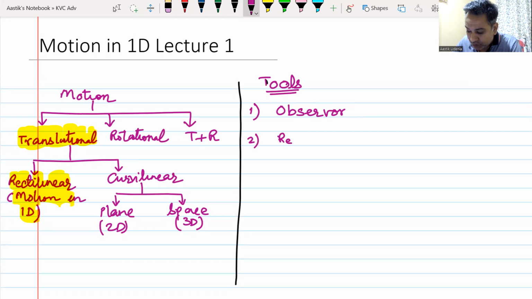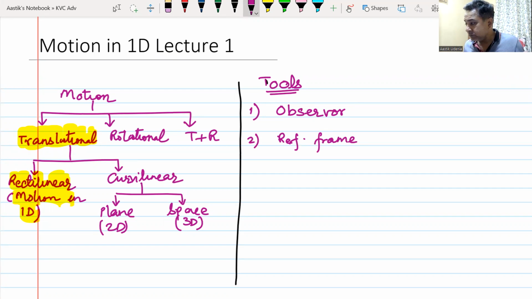We require something known as a reference frame. Do you know what we mean by reference frame? Yes, sir. Reference frame is the place from where the observer is going to observe that motion. To begin with, this reference frame would be your earth, your ground frame or laboratory frame, or whatever you call it. That is your ground frame.